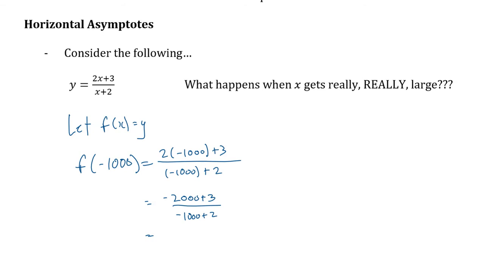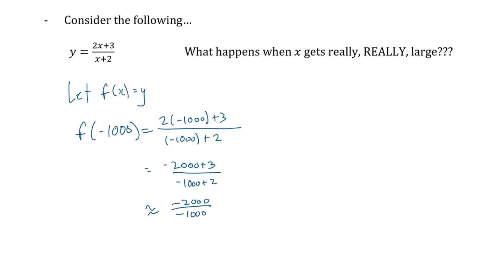So this is approximately negative 2,000 over negative 1,000, which is approximately what? 2. Now, if I actually did this, this would be negative 1997 over negative 998, which is approximately 2.001. So even at 1,000, that's pretty close to 2, isn't it?